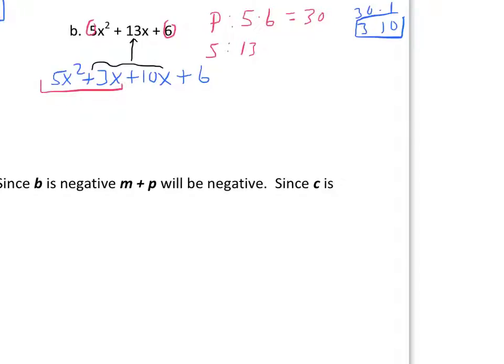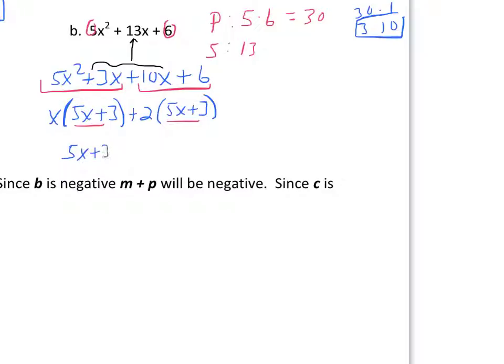Our first piece has an x in common, so if I divide both terms by x, I get 5x plus 3. My second two have a 2 in common, so I factor out a 2 and I get 5x plus 3. And again, if we did it right, or if it's factorable, we notice that they both have the same thing in parentheses. So we write 5x plus 3, we factor it out, and we're left with those two terms, x plus 2.